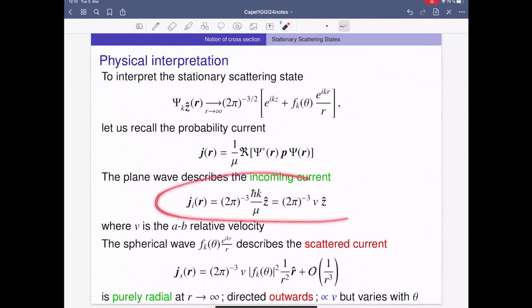So here is a summary of what we've just seen. The incoming current is proportional to the velocity in the direction of the beam, and this term here describes the scattering current, and it's proportional to the velocity. It goes as 1 over r, and it moves outwards, but it varies with the scattering angle.